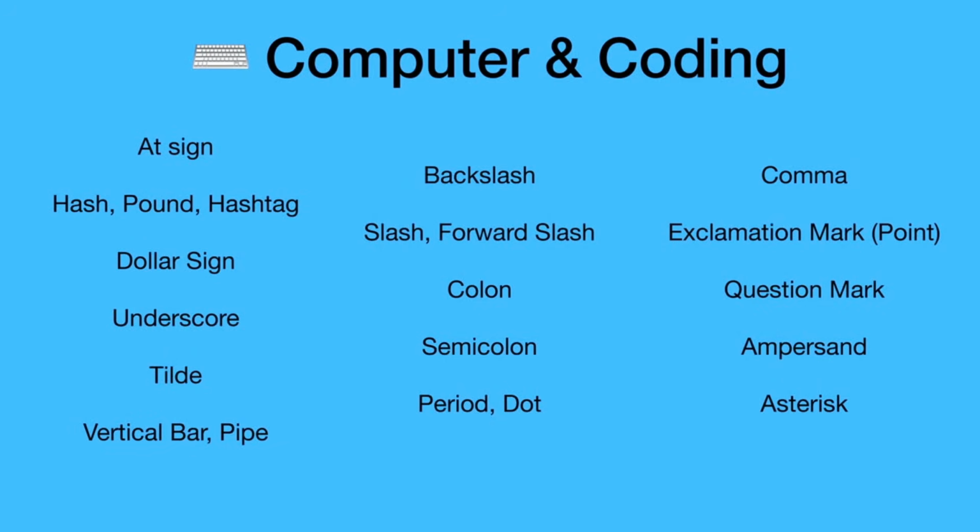All right, so let's go back. I'm going to rewind my slides here and let's practice. So we have the @ sign, the hash, pound or hashtag, $, underscore, tilde, vertical bar or pipe, backslash, slash or forward slash, colon, semicolon, period or dot, comma, exclamation mark or exclamation point, question mark, ampersand, and asterisk.